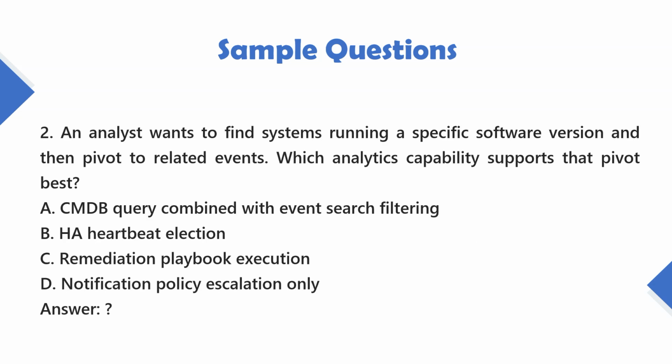2. An analyst wants to find systems running a specific software version and then pivot to related events. Which analytics capability supports that pivot best? A. CMDB query combined with event search filtering. B. Heartbeat election. C. Remediation playbook execution. D. Notification policy escalation only.